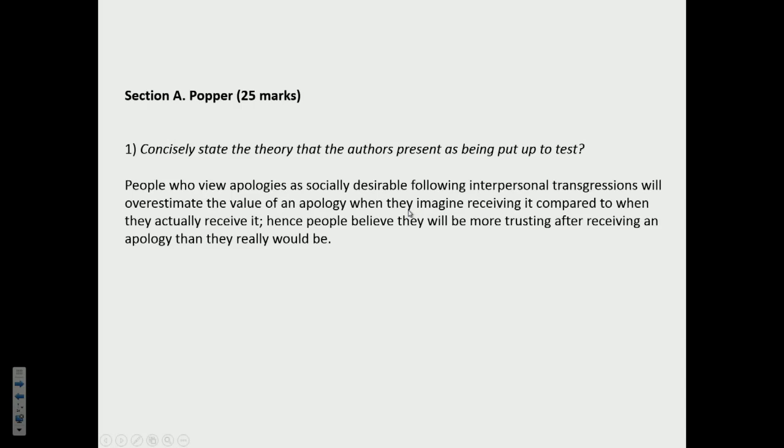Okay, so this is what I put down here. Actually, I've taken it pretty much from the paper. So I think in this case, it's not terribly problematic, although maybe you disagree. People who view apologies as socially desirable following interpersonal transgressions will overestimate the value of an apology when receiving it in imagination compared to when they actually receive it. And then for study 2, hence people believe they'll be more trusting after receiving an apology than they really would be. So I think those are the ideas being put up to test. Those are the substantial theories. Any comments on that? Does that seem reasonable?